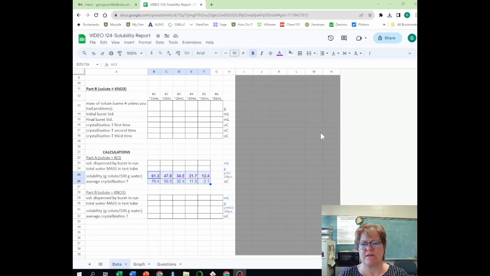Figured I'd go through a couple of things. A lot of you are still confused about the graph on the solubility. So I wanted to walk you through a couple of examples, and I also gave you another day. I'll give you till Wednesday afternoon to get this done.